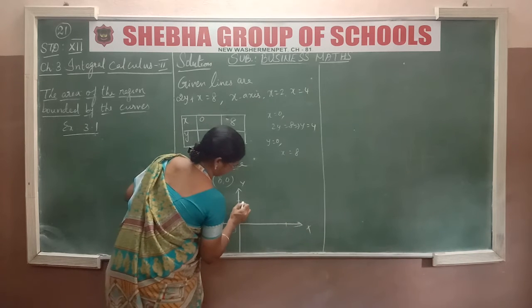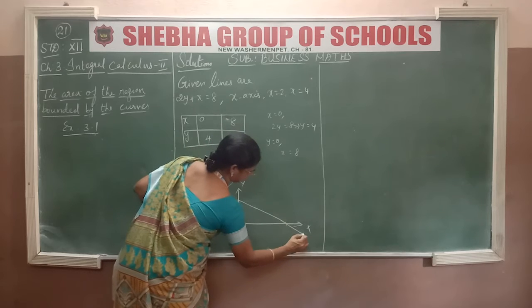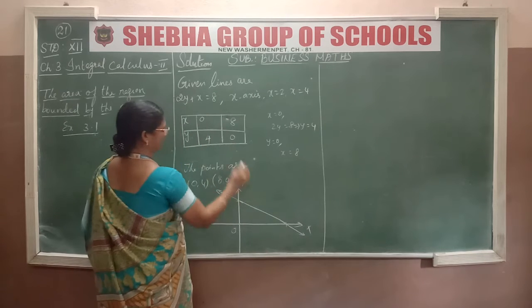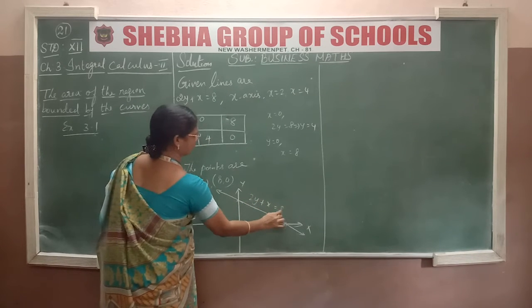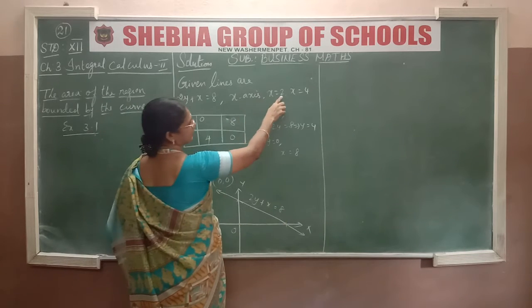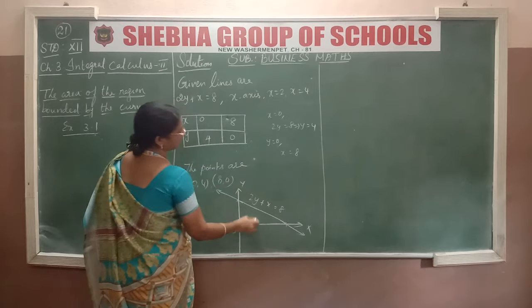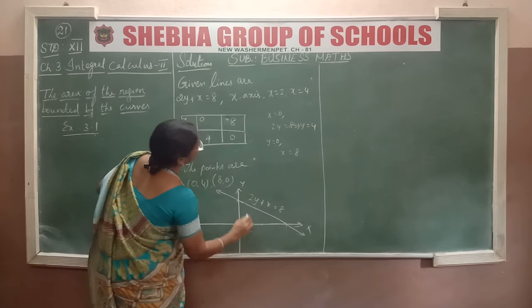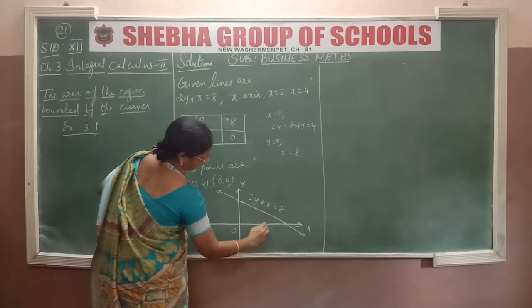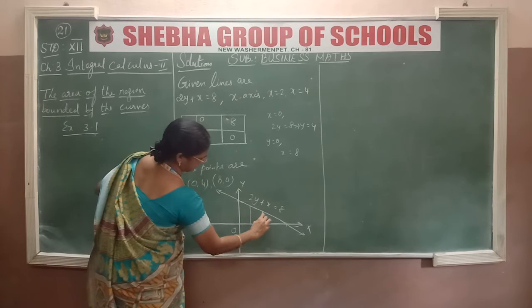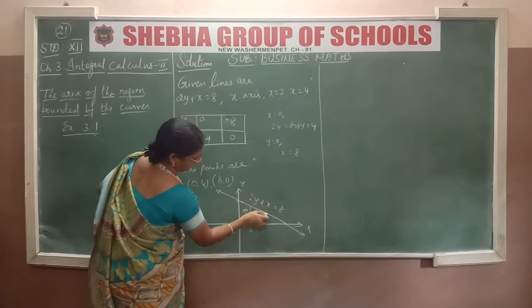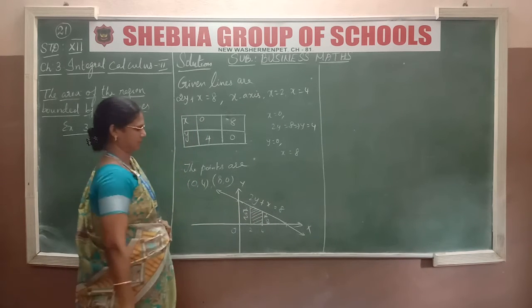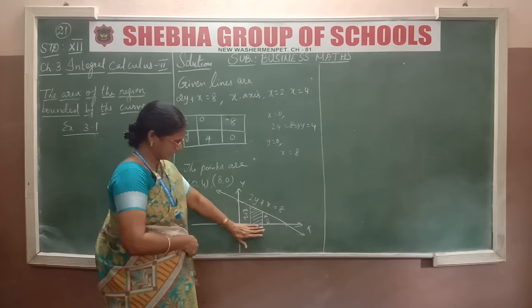So joining these two and extending, this is our line 2y plus x equal to 8, and x equal to 2. This is our x-axis, okay, this line, and x is equal to 2. X equal to 2 is somewhere here and x equal to 4 is here. Okay, draw the lines. This is x equal to 2 and this is x equal to 4. So the region bounded by these 4 lines is this. So this lies above the x-axis.